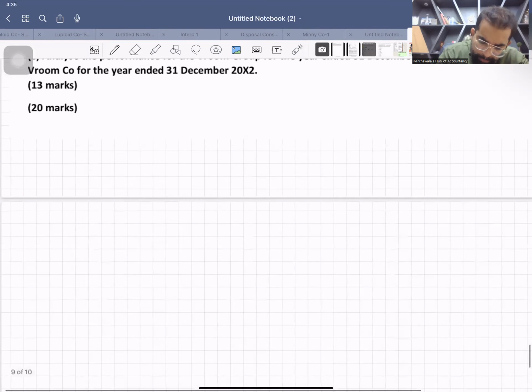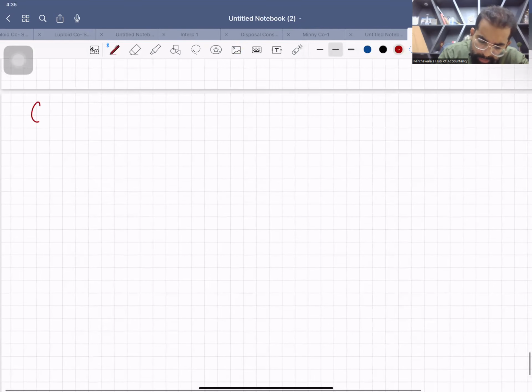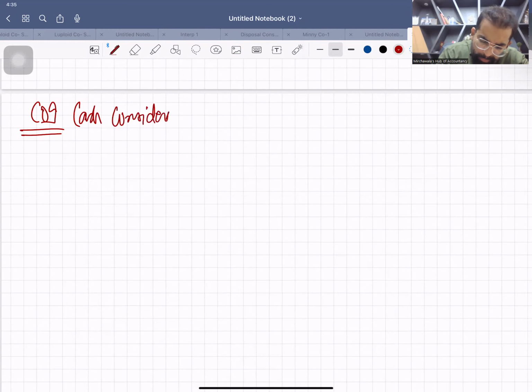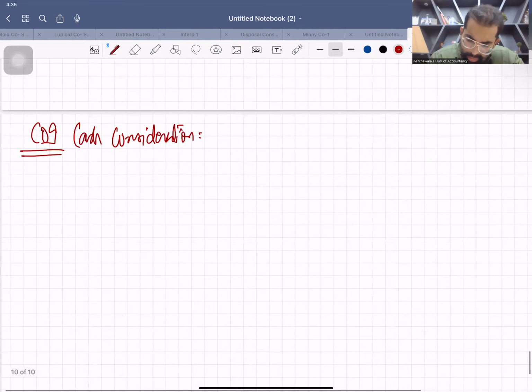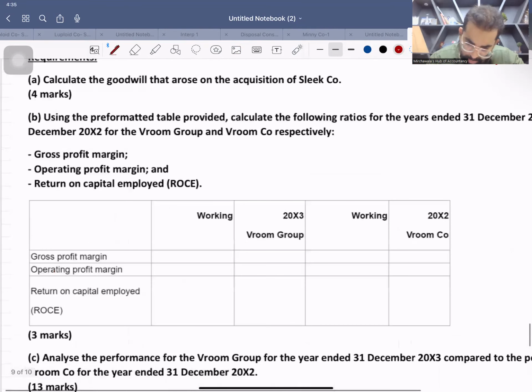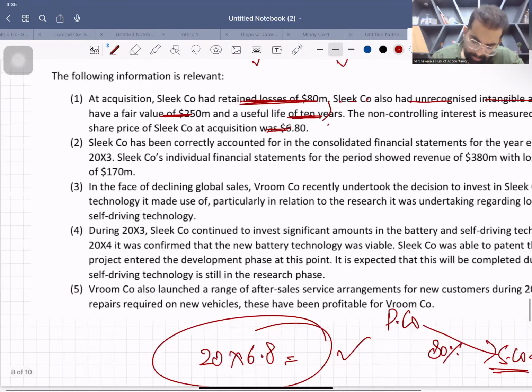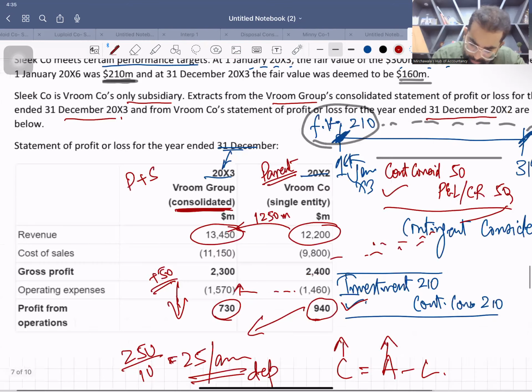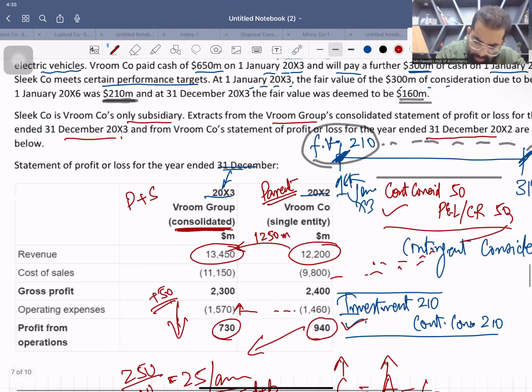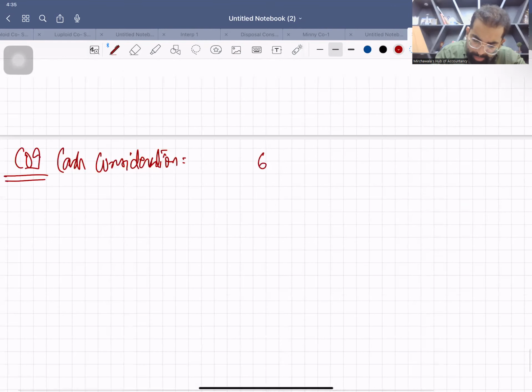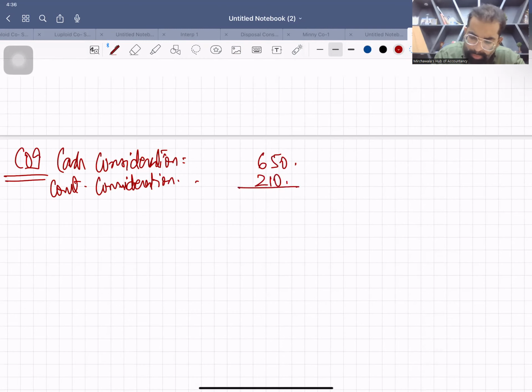You have COI. Number 1 thing is cash consideration. As I'm using an iPad, I'm doing it with pen. It's a very small working, so don't worry about it. Cash consideration was 650, sorry. Then contingent consideration. The fair value of contingent consideration was 210. So this is totally your COI.